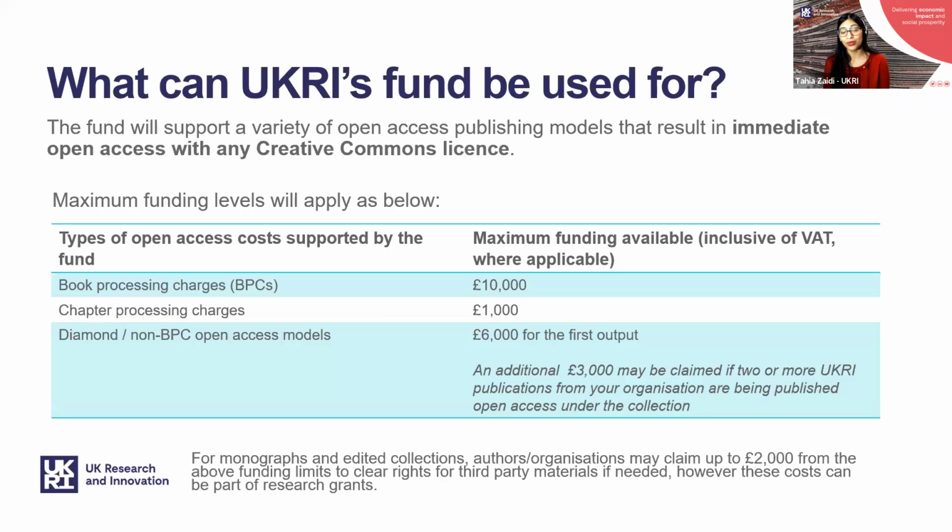Now, what can the fund itself be used for? We want to support lots of different models that can support open access to the immediate version of record with a Creative Commons license. But we are applying maximum funding limits to the charges that we would pay. So for book processing charges, this would be up to £10,000 inclusive of VAT. For chapter processing charges, it would be £1,000 inclusive of VAT.